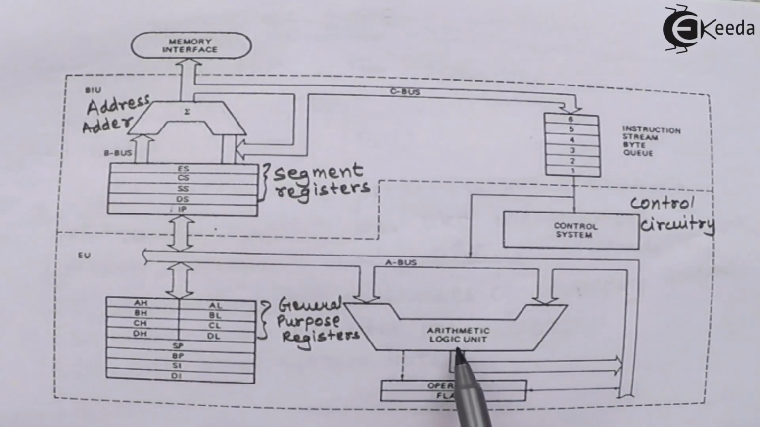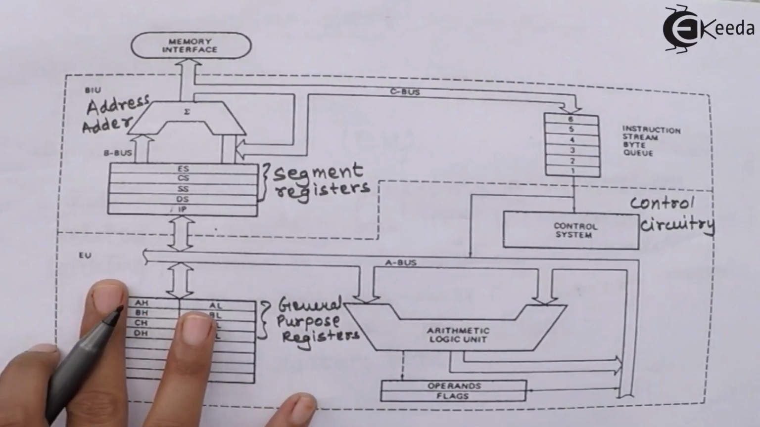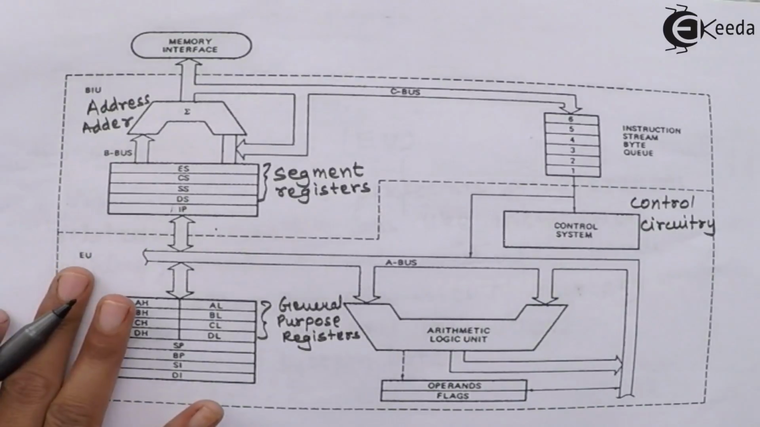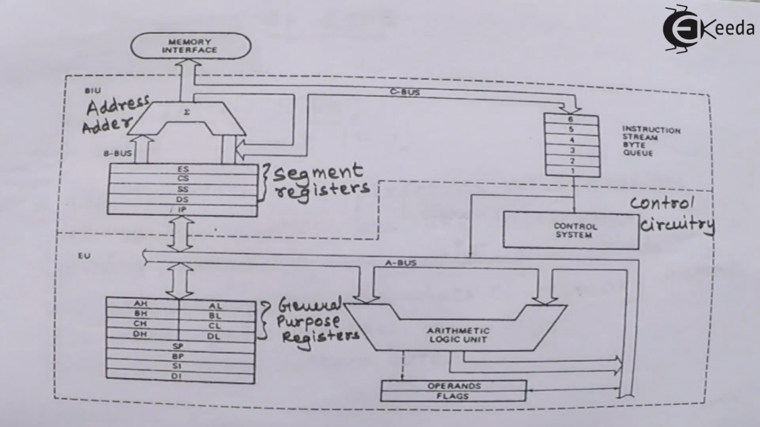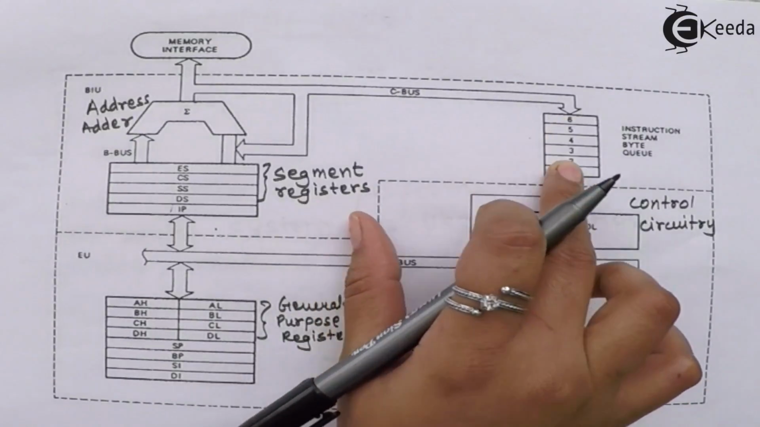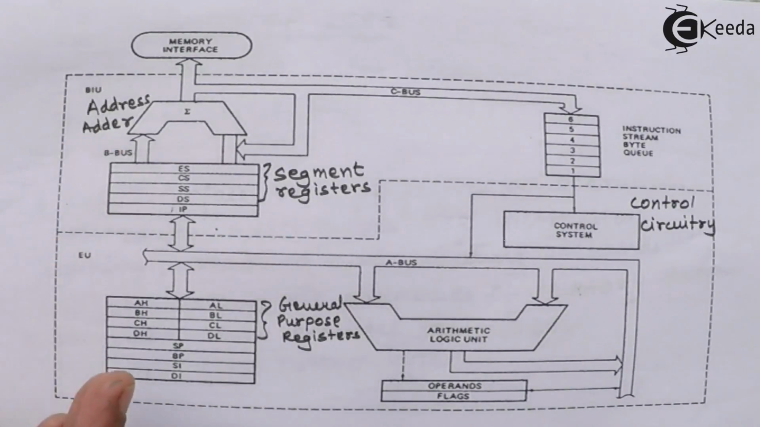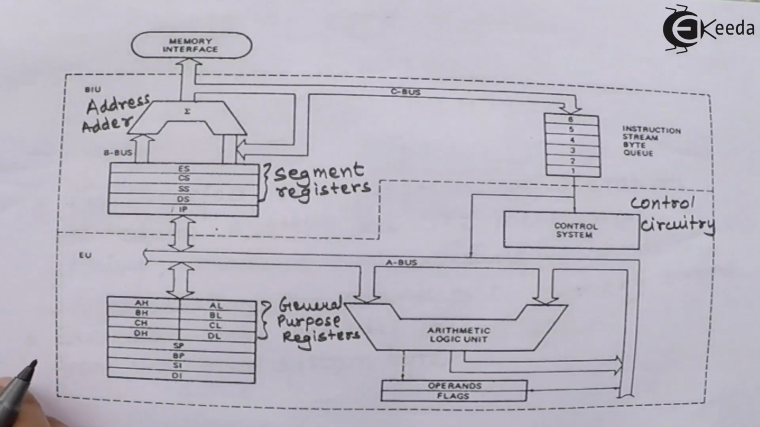Then we have the arithmetic logical unit, ALU, also here. We have the operands and the flag register also. So in the execution unit, we have the registers and the control circuitry, and this execution unit executes all the instructions which are there in the instruction queue. These are the blocks which comprise the bus interface unit and the execution unit. Now let us study the functions which are performed by the bus interface unit and the execution unit.